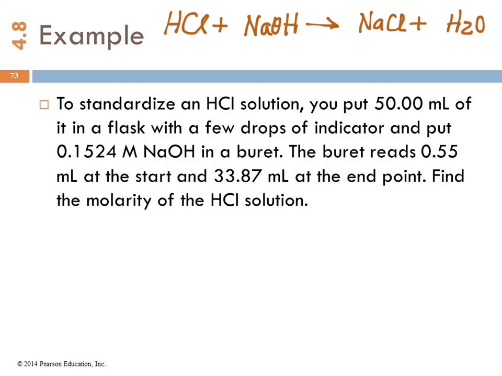Very important to make sure this equation is balanced. One chlorine, one sodium, one oxygen, 2 hydrogens, and 1 plus 1 is 2 hydrogens. This is a monoprotic acid, and this base has 1 hydroxide per mole. And so this is going to be a 1-to-1 ratio. We can use that equation to help us organize this information. 50 milliliters of what?